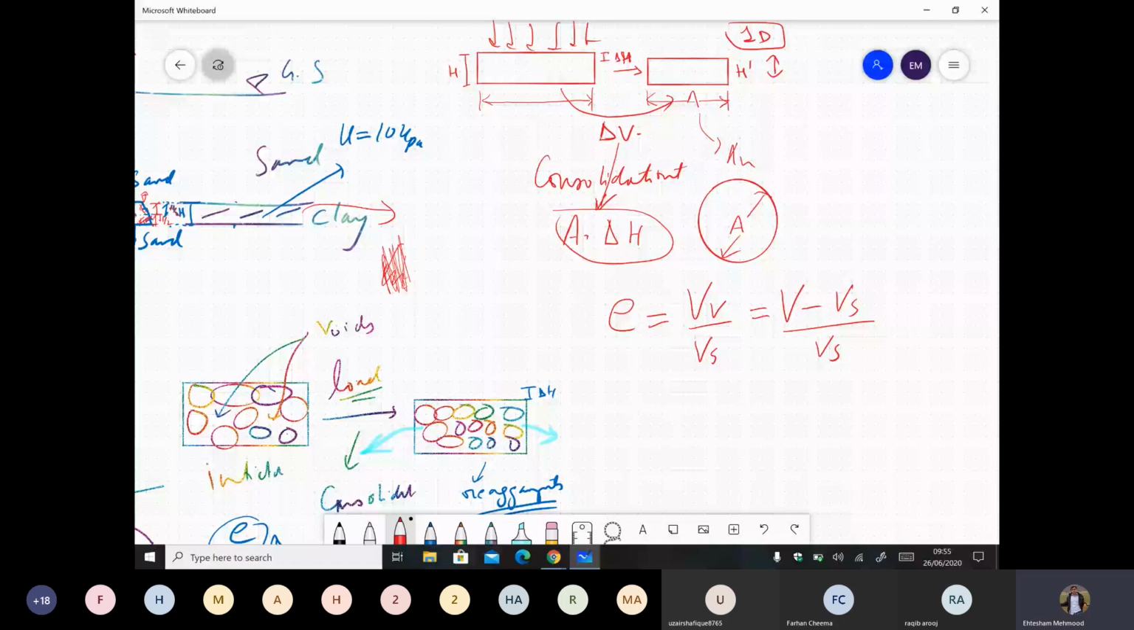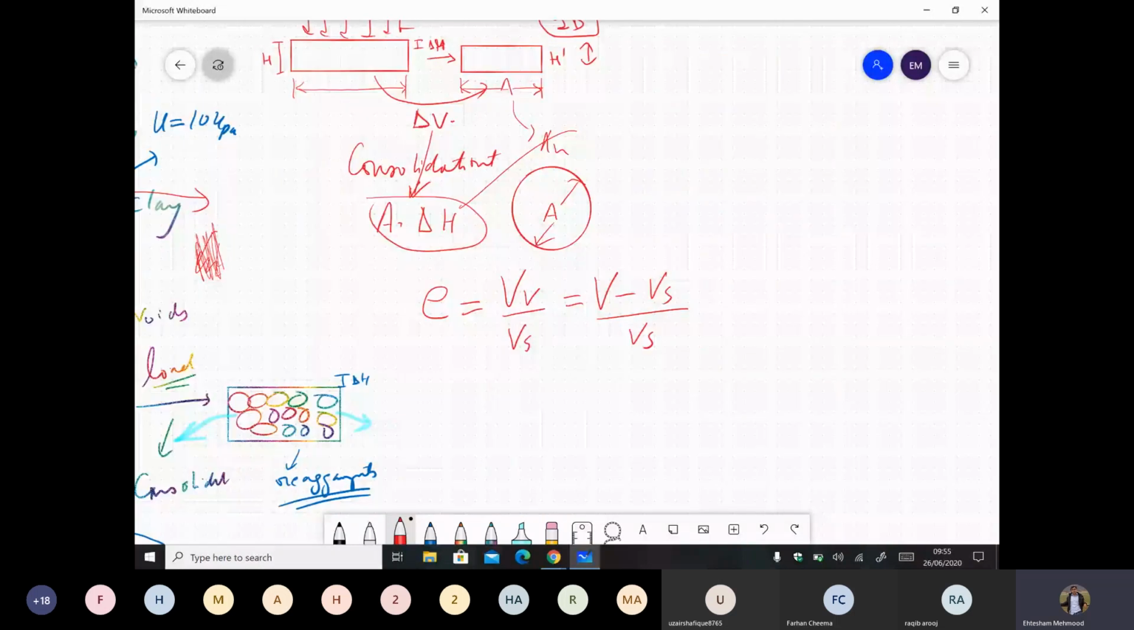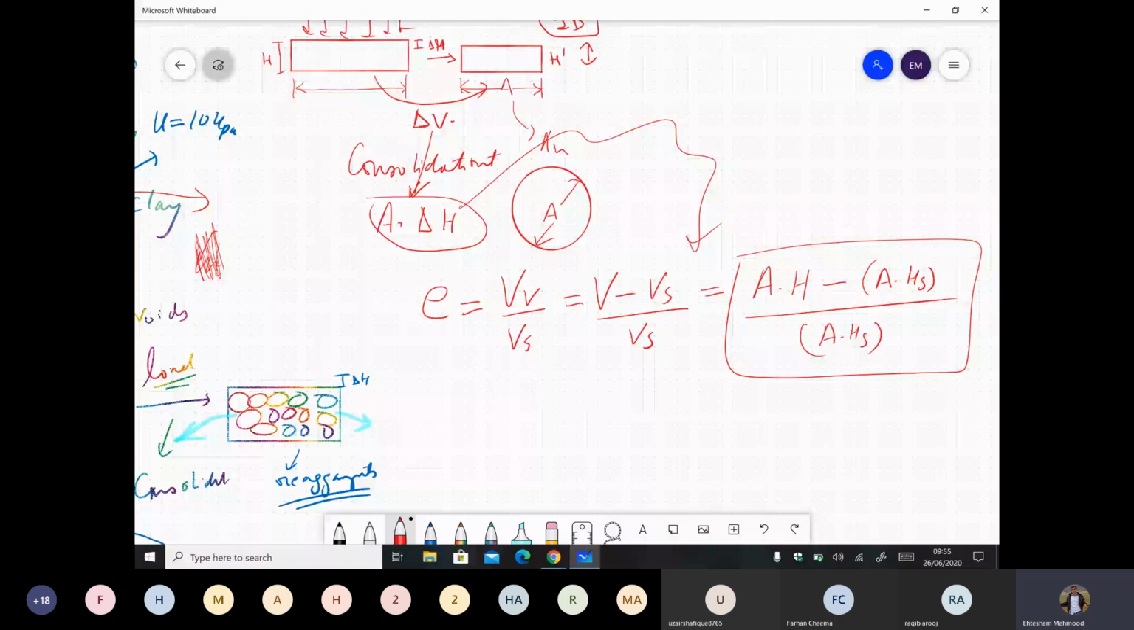Now, once again, based on the same concept, I will convert that. So it will be total area into height of the specimen minus total area into height of soil solids over total area into height of soil solids. Any questions in this? No, sir. Okay, let me further elaborate.